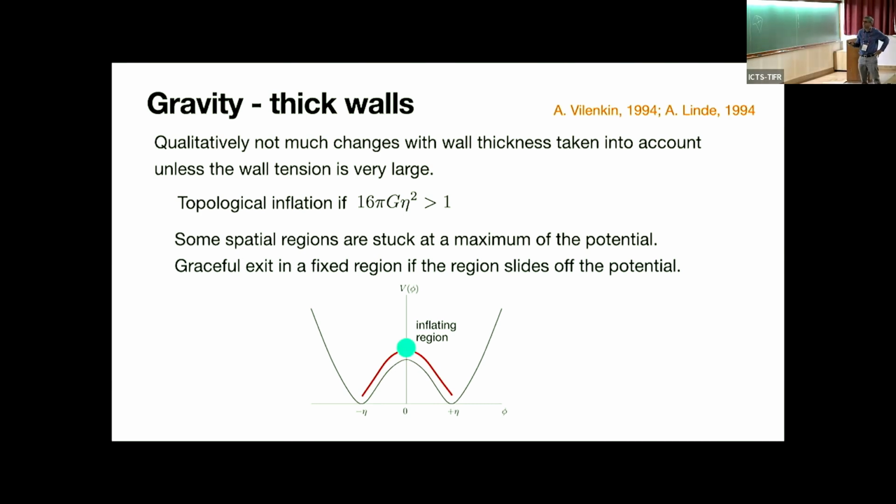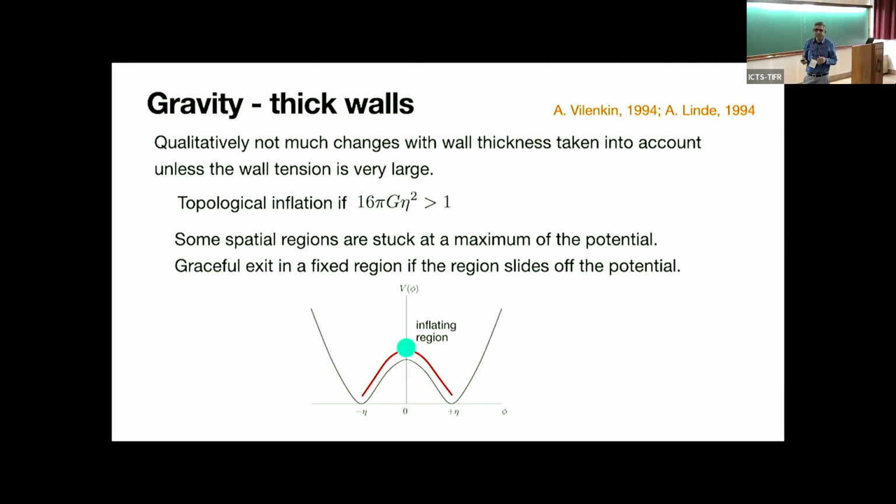And the idea is simple. Here's the potential. The wall goes from minus eta to eta. So there's always some part of space which is sitting on top of this potential. But if this height is high enough, then this has a lot of vacuum energy in it, and it starts inflating. So what you have is that the inside of the wall is actually inflating and getting bigger.